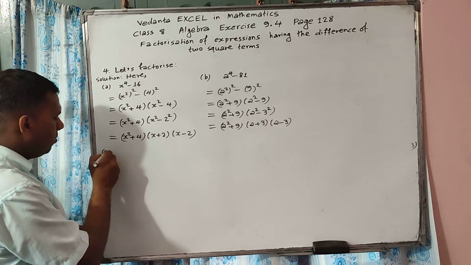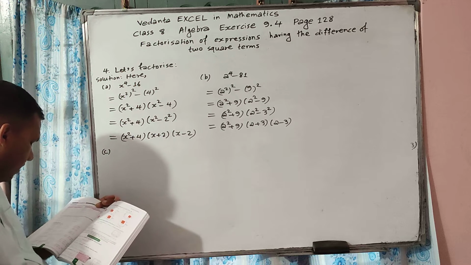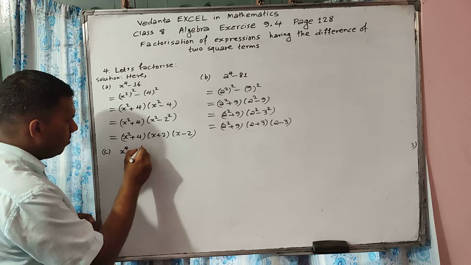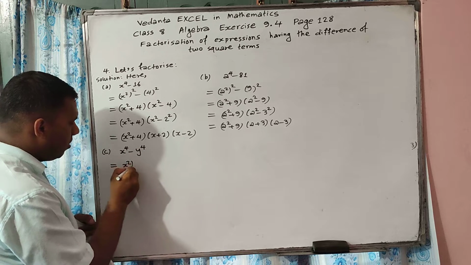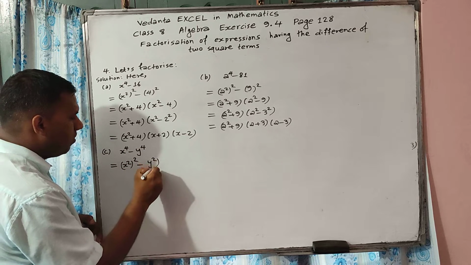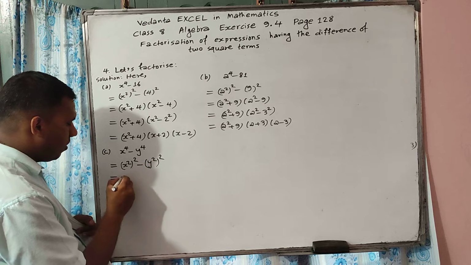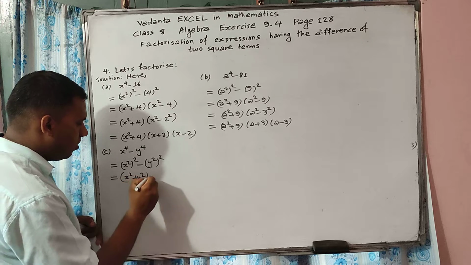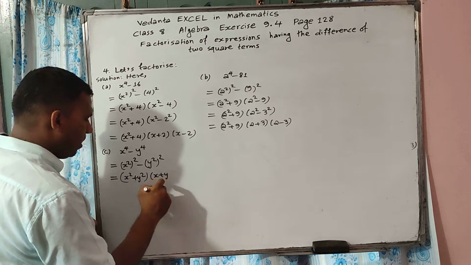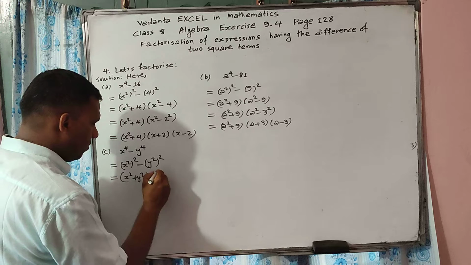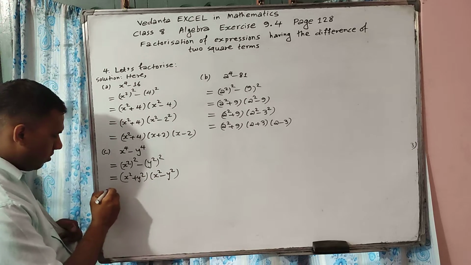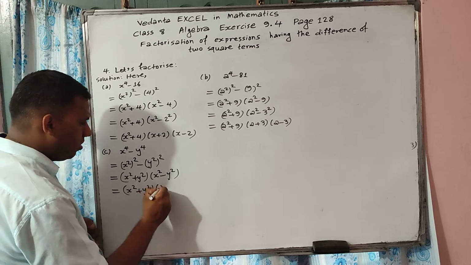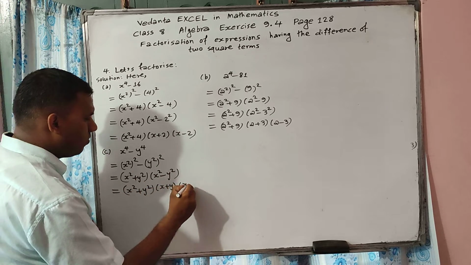On C we have x to the power 4 minus y to the power 4. This is equal to (x square) whole square minus (y square) whole square, equal to (x square plus y square)(x square minus y square). This is equal to (x square plus y square)(x plus y) into (x minus y).